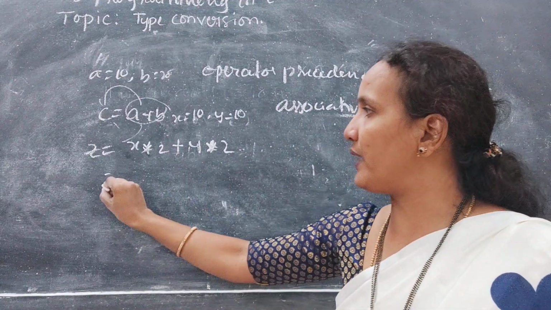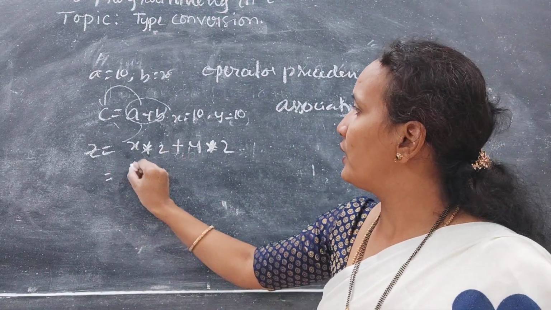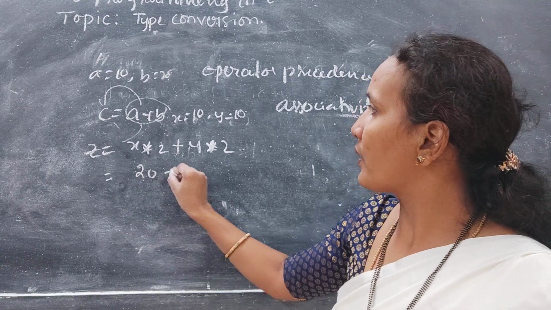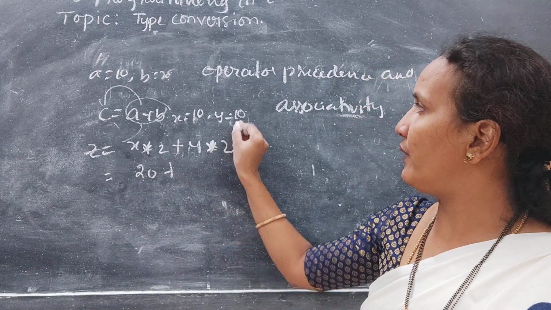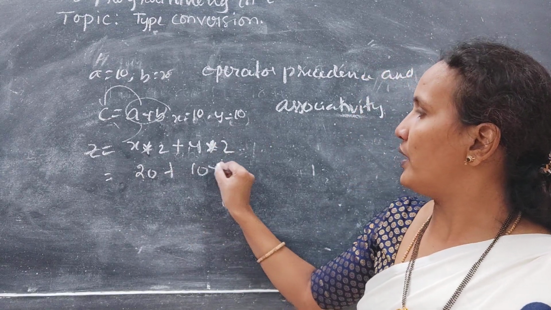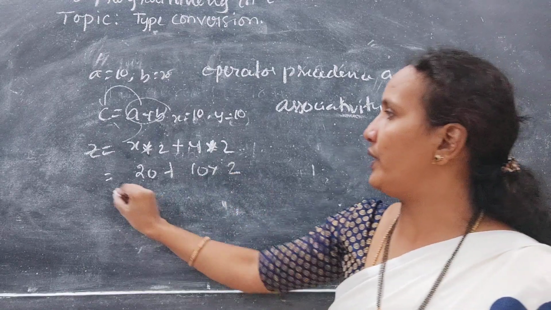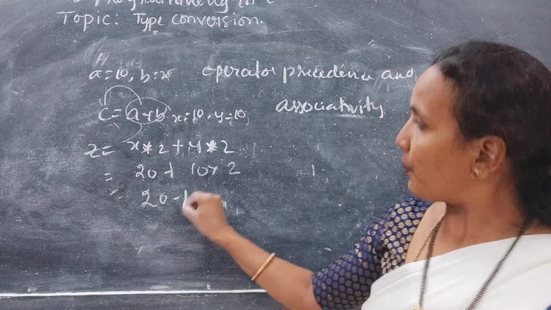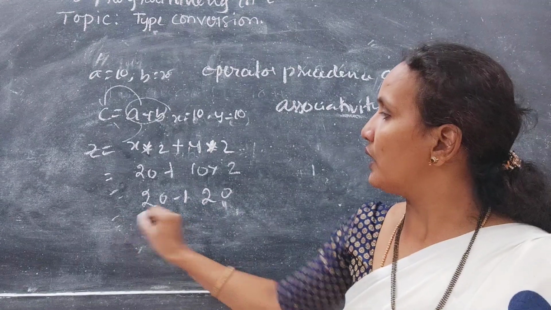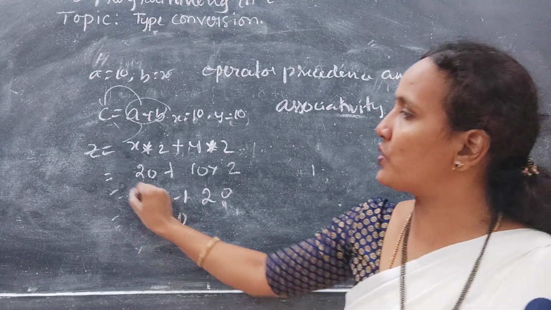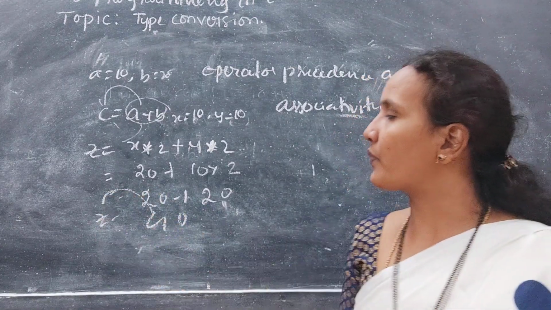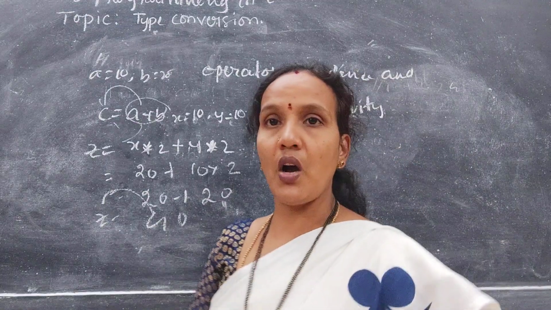So here, according to that rule, multiplication has a higher priority. So first we calculate this. What is the x value? 10 into 2, 20. Plus y into 2. What is the y value? 10. 10 into 2, 20. So 20 plus 20, now 40. That 40 is stored in Z. So this is called an operator precedence.